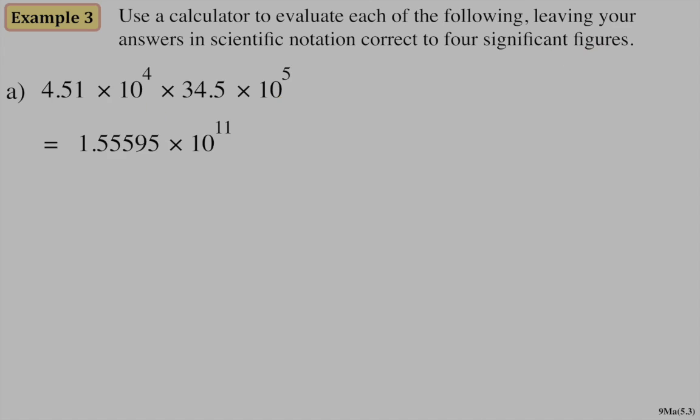Now to 4 significant figures, we need to count our 4 figures. So 1, 2, 3, 4. I want to stop there. Because my next digit is 5 or greater, 1.555 needs to bump up to 1.556, and it'll be times 10 to the power of 11. So there is my answer in scientific notation using only 4 significant figures.